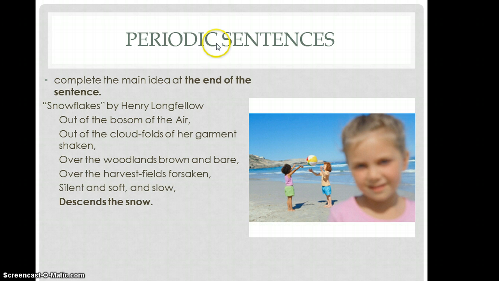Periodic sentences are the opposite, where I'm going to put my main idea at the back of the sentence. I'm going to focus on the kids in the back of the picture and not so much on the kid in the front. That one's blurry. An example in poetry is here: "Out of the bosom of the air, out of the cloud folds of her garment shaken, over the woodlands brown and bare, over the harvest fields forsaken, soft and silent, soft and slow, descends the snow." That's our main idea at the end. So periodic is main idea at the end. Cumulative or loose sentences are main idea at the beginning.